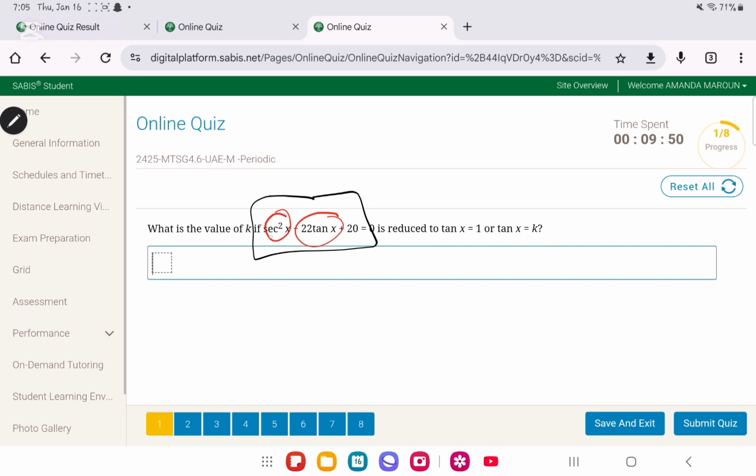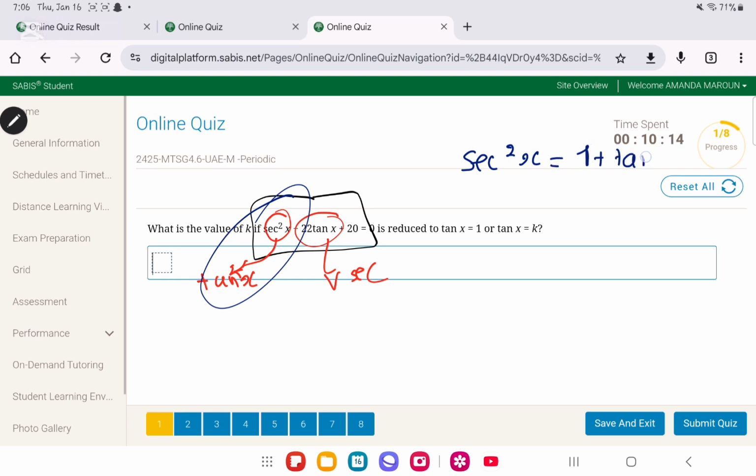Is it possible to change the secant into tangent? So the secant squared, is it possible to change it into the tangent squared? Or is it possible to change the tangent into secant? Actually, it is possible, and the easiest way is to change the secant squared x into the tangent squared x. So we know that secant squared x is equal to 1 plus tangent squared x. So very simply, instead of the secant squared x, we are going to replace it by 1 plus tangent squared x minus 22 tangent x plus 20 is equal to 0.